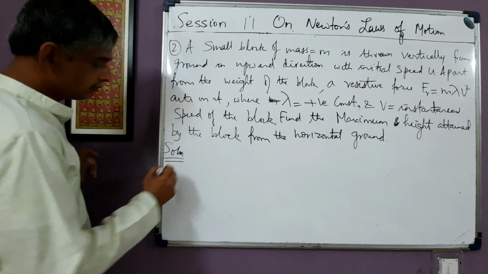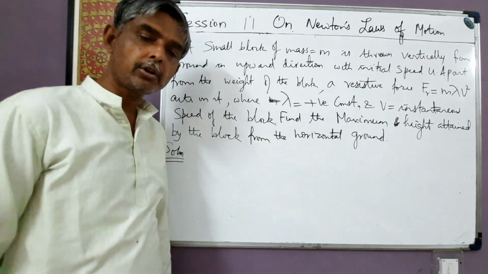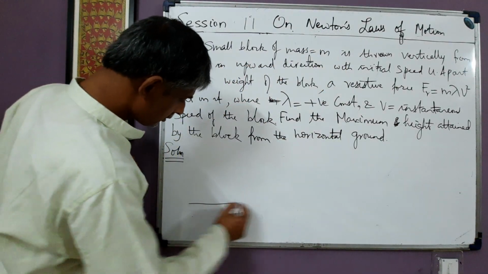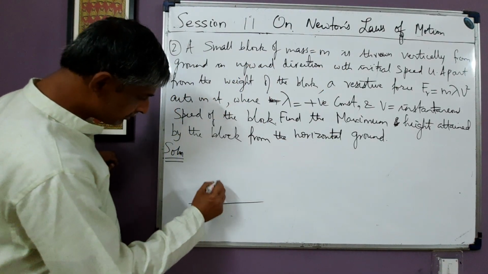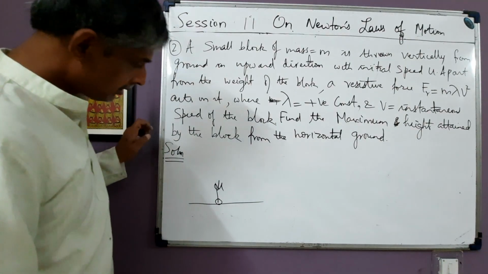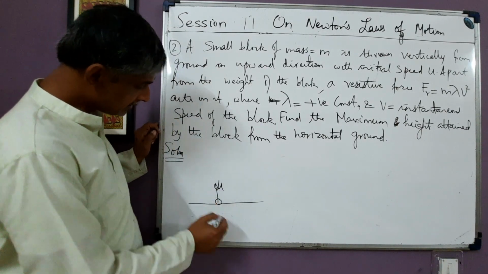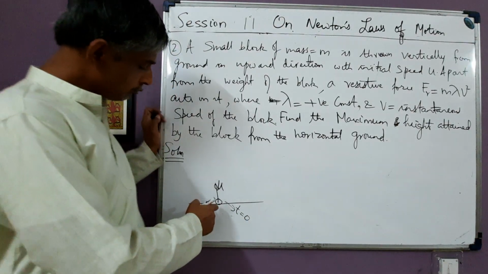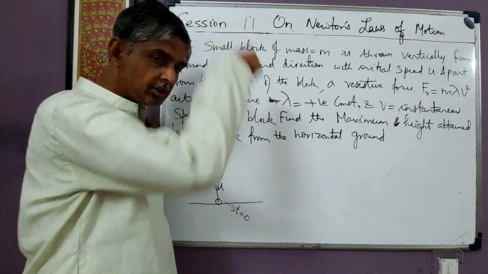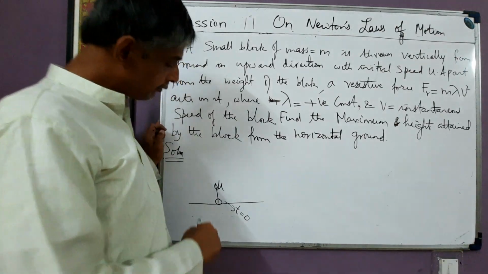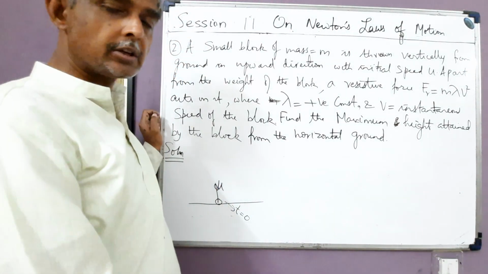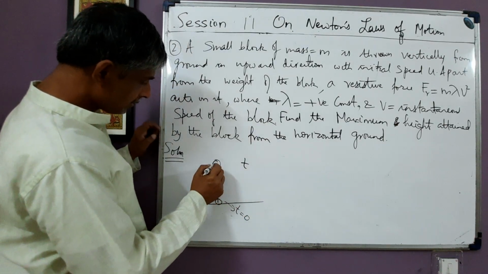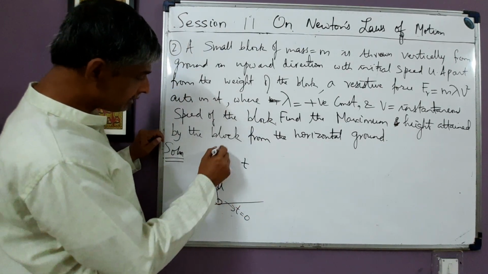So again, what we have to do? We draw the free body diagram of the block at some arbitrary instant during its upward journey. Suppose the block is projected from the ground at time 0 with initial vertical speed u. Now as it moves up, two forces act on it: force mg in downward direction, the weight, and the resistive force which acts on the block opposite to its motion direction, that also is in downward direction. So at some instant t, the block has come here. At this instant, its speed has decreased from u to v.